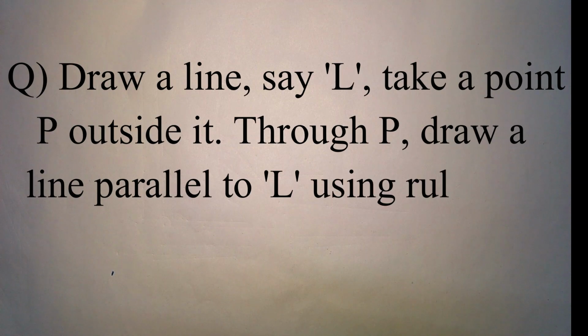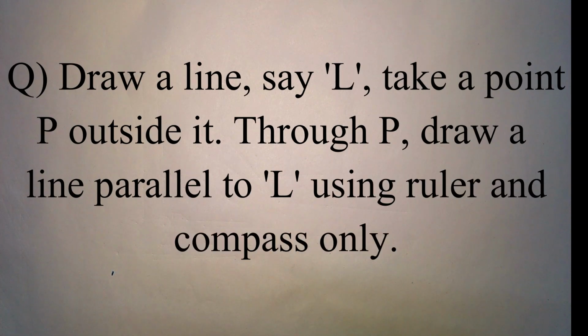Question answer session of the chapter Practical Geometry. So let us start some questions based on this chapter. The first question is, draw a line, say L, and take a point P outside it. Now through P draw a line parallel to L using ruler and compass only.